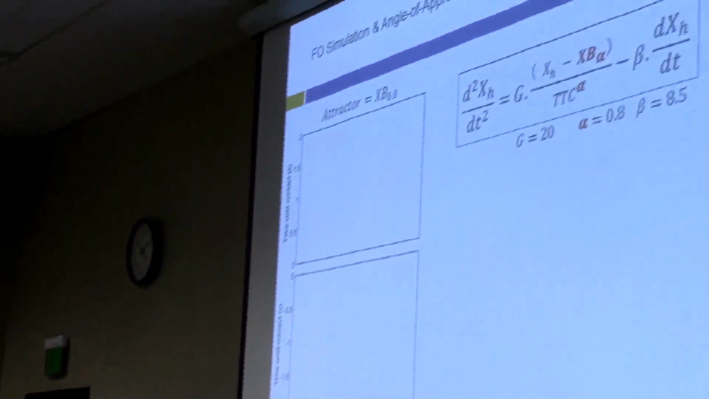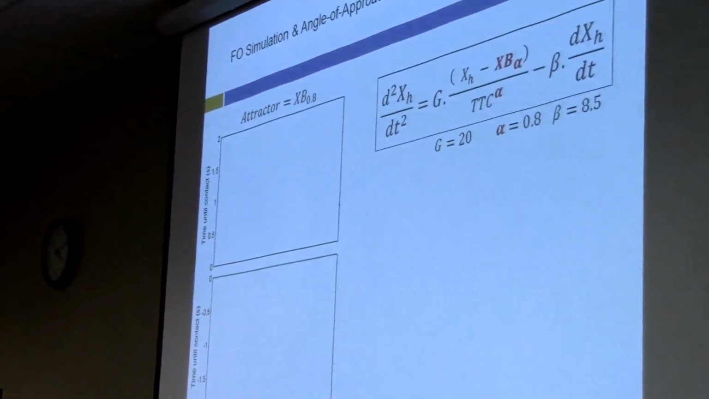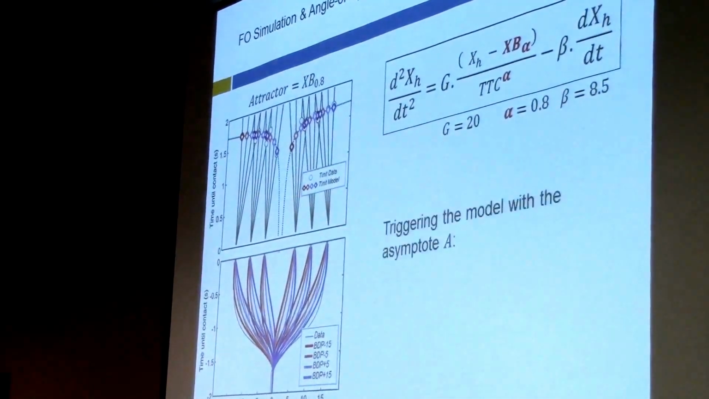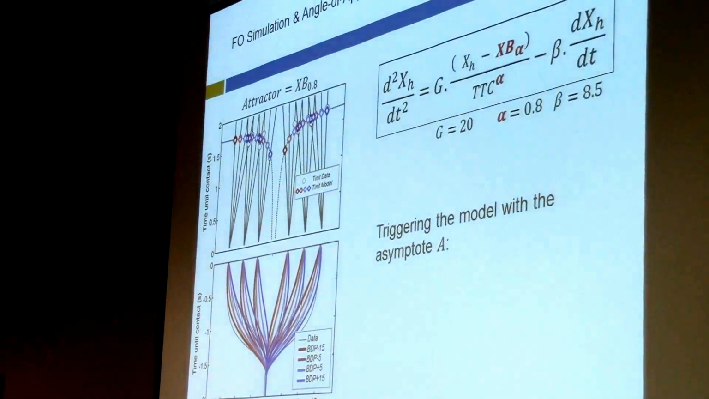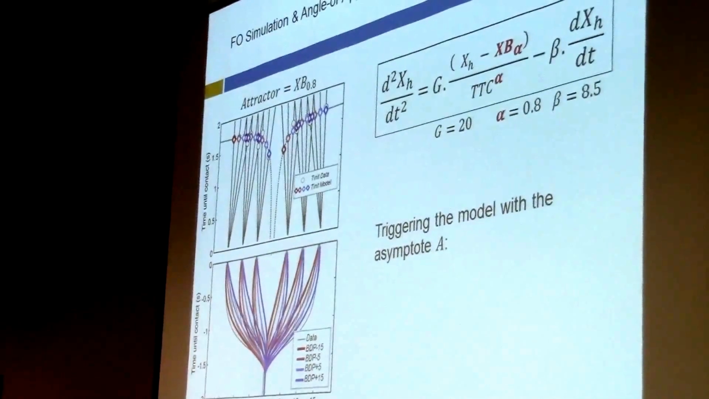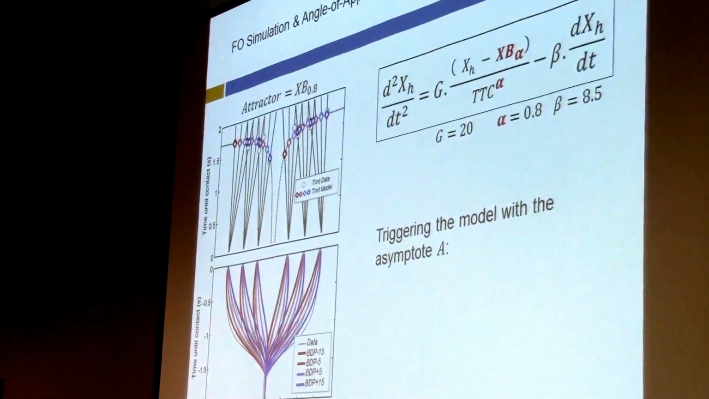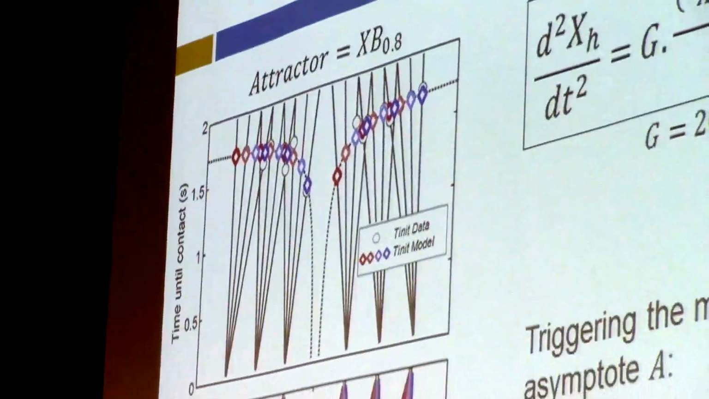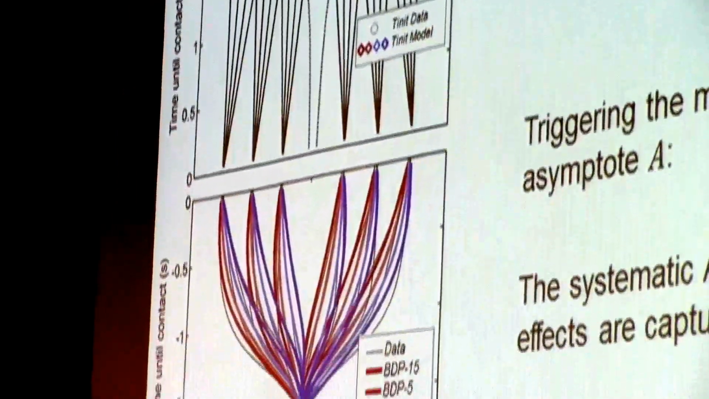So what about our model? The model is the one explained by Reinoud before. You have just seen it: the velocity required minus your current velocity. And here you have the results. So the model is triggering on the asymptote. It means that it starts when the value of the attractor exceeds the asymptote value. And as you can see, the systematic angle of approach is captured.